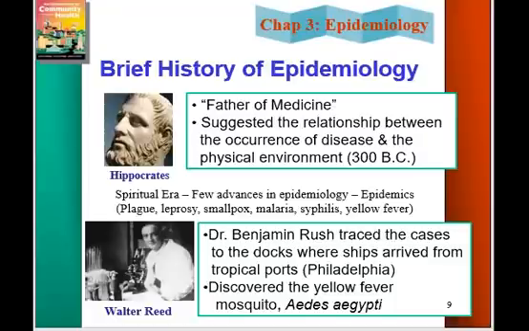Okay? The downside of what happened with Benjamin Rush and Walter Reed is that Walter Reed only corrected Benjamin Rush a century later. So it took a long time for Dr. Benjamin Rush to be corrected. Okay?